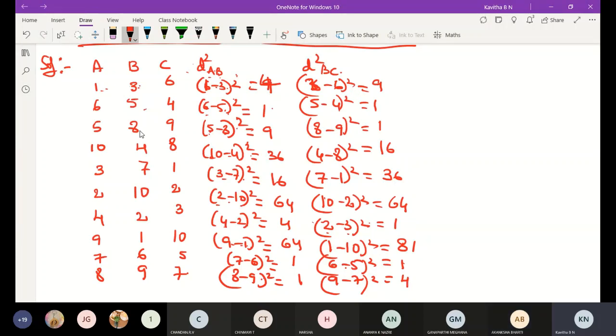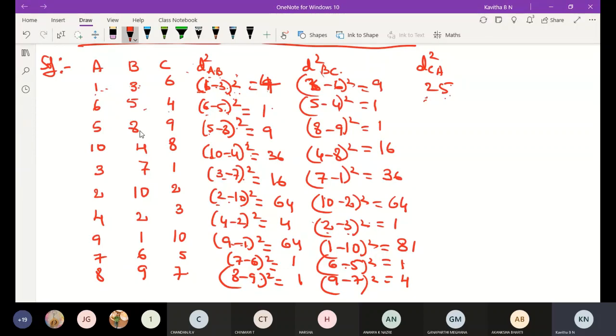Observe here D square AB. This step is not necessary to write. Directly you write down. Only for understanding purpose I wrote 1 minus 3 whole square. Not necessary to write. Only for understanding purpose I wrote here. You directly write down. Use the calculator. Directly write down. If 3 minus a means 6 minus 1 is 5. 5 square is nothing but 25. You can write this type also. Not necessary to write this and all.